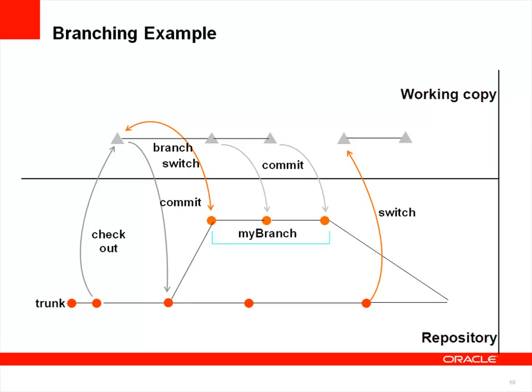When the branch needs to be reintegrated into the trunk, such as after a release, developers can switch their working copy to point to the trunk. Changes from the branch can then be merged into the developer's working copy. Any conflicts resulting from the merge are resolved. And finally, the resulting code is checked back into the trunk.